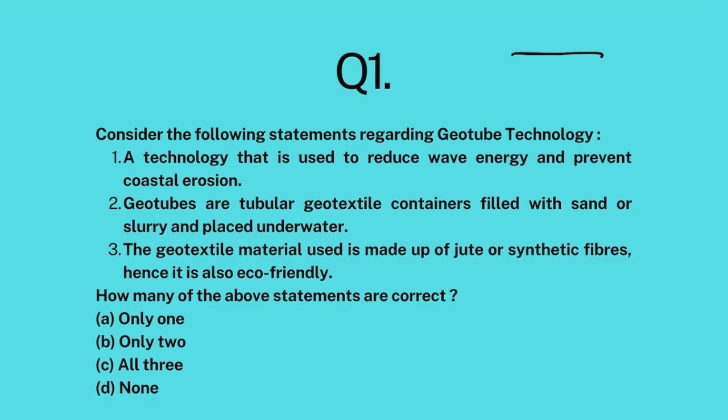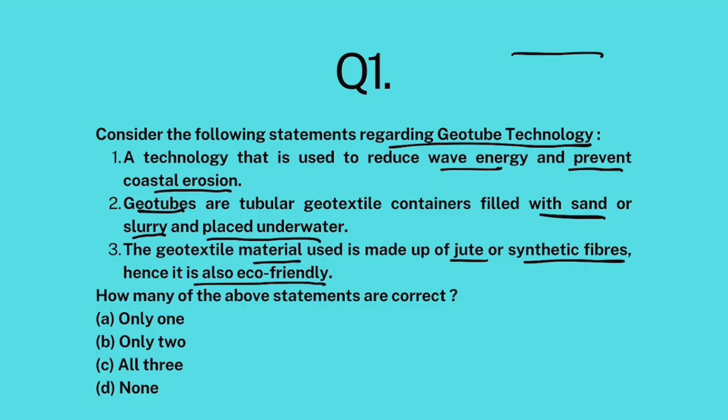Consider the following statements regarding geotube technology. A technology that is used to reduce wave energy and prevent coastal erosion. Geotubes are tubular geotextile containers filled with sand or slurry and placed underwater. The geotextile material used is made up of jute or synthetic fibers, hence it is also eco-friendly.